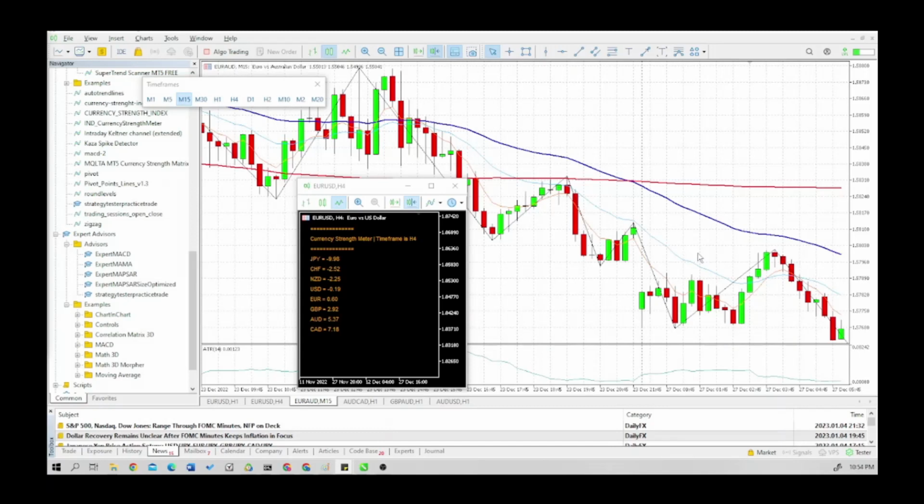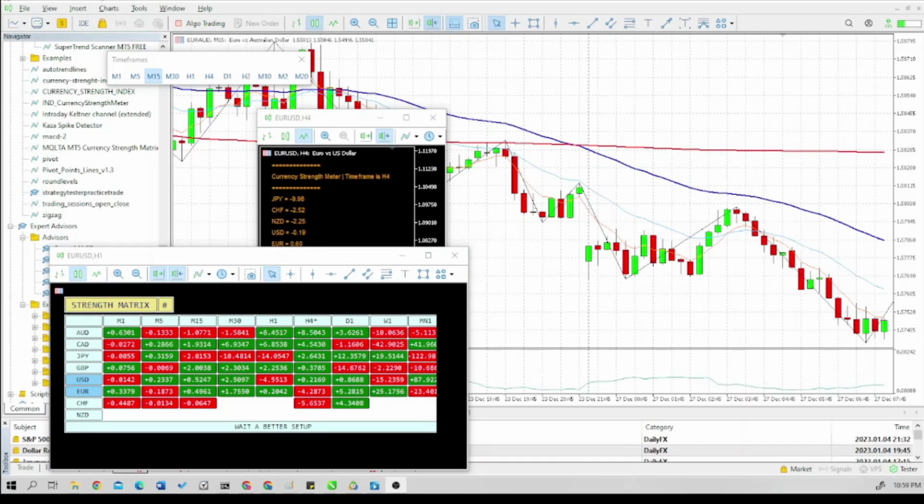So as a day trader, I use one or two indicators. The best indicator I use, that I'm going to teach you here, is the currency strength meter. The currency strength meter is an indicator that tells me which currency is strong and which currency is weak at a particular time. In my day trading, I trade forex pairs and I trade indices.